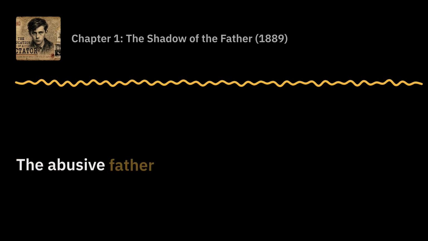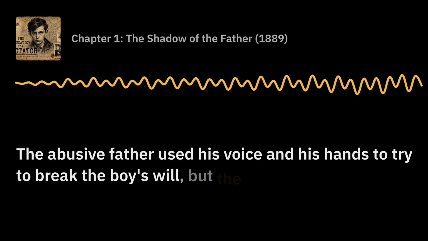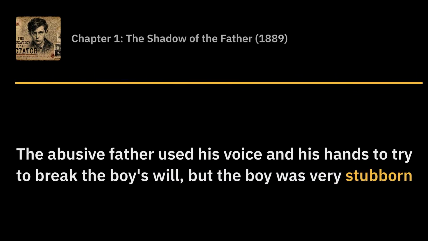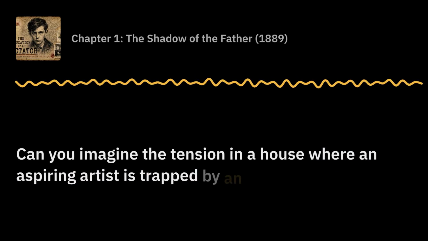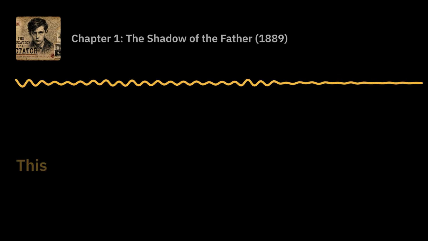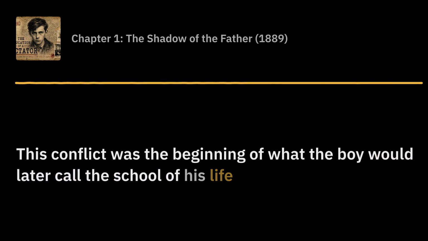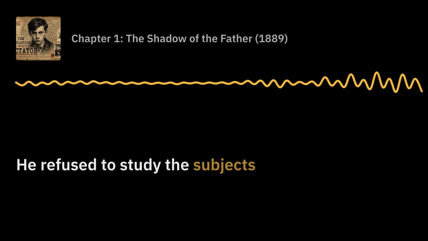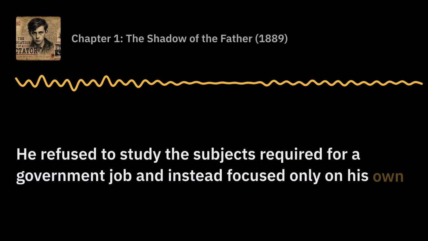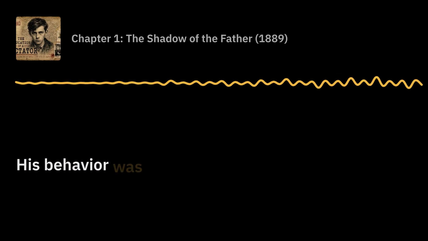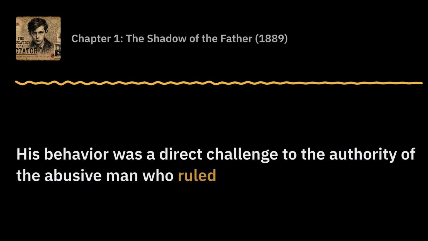The abusive father used his voice and his hands to try to break the boy's will, but the boy was very stubborn. Can you imagine the tension in a house where an aspiring artist is trapped by an abusive father? This conflict was the beginning of what the boy would later call the school of his life. He refused to study the subjects required for a government job and instead focused only on his own interests. His behavior was a direct challenge to the authority of the abusive man who ruled the house.